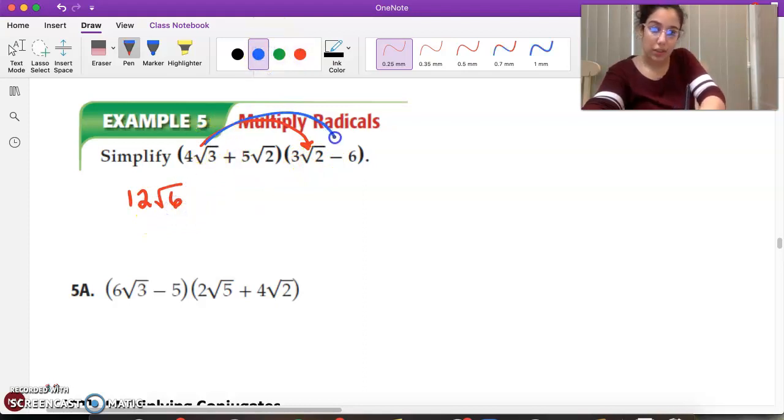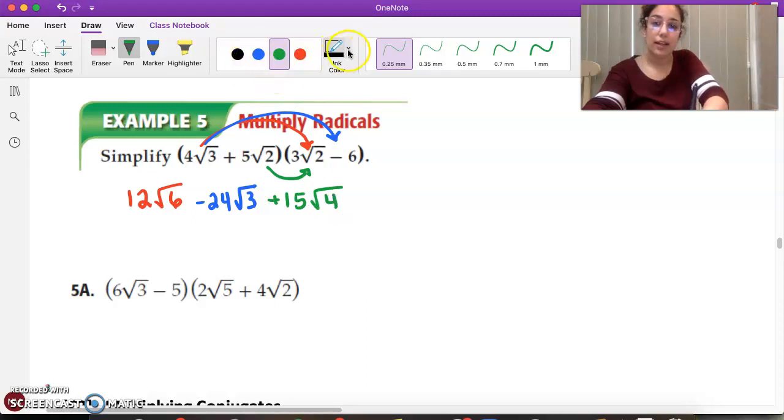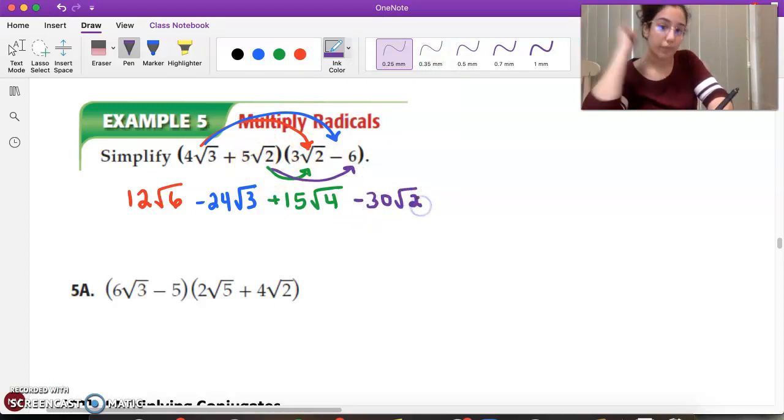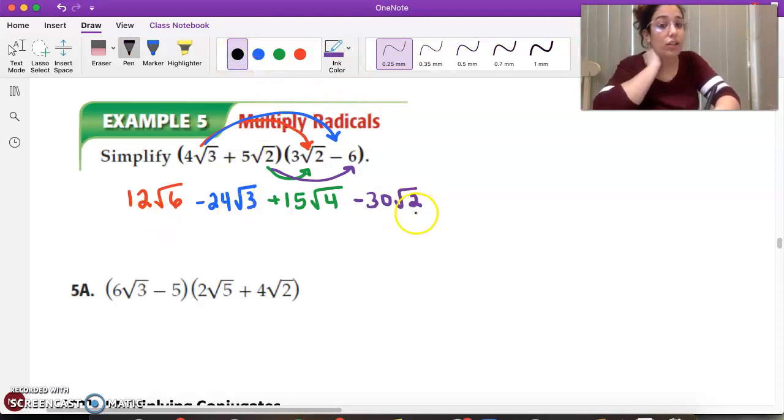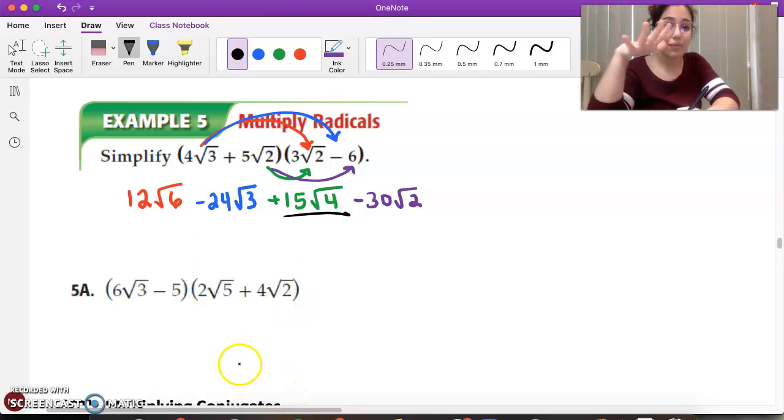Then the next one, right? You do negative 6 times 4 root 3, which is negative 24 root 3. Then we have 5 times 3 is 15 root 4. And then last but not least, we have this, which is negative 30 root 2. Now, there are no like terms, but we can simplify. You always have to simplify and then combine like terms. So first we're going to simplify.